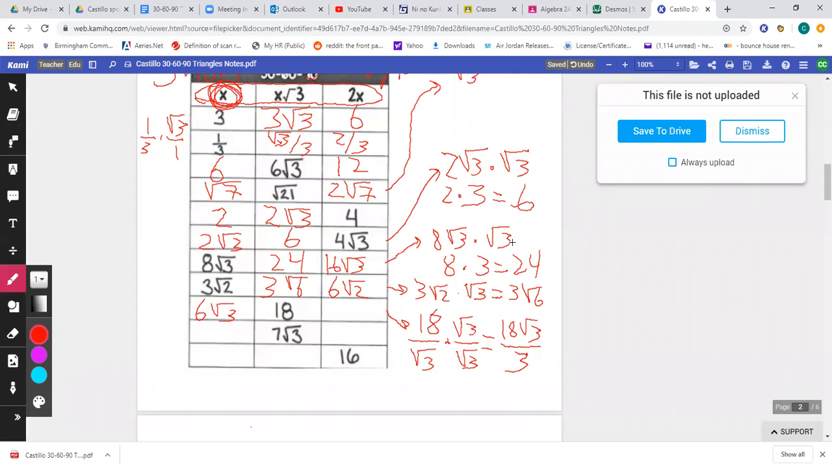So if I double 6 root 3, I get 12 root 3.